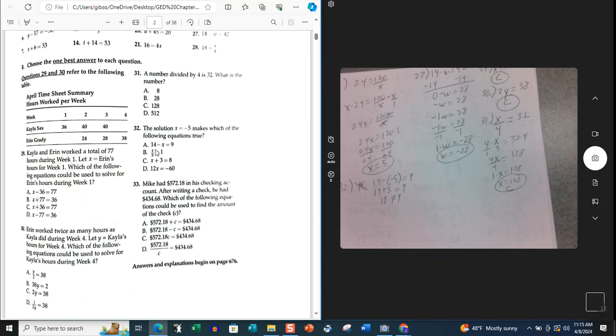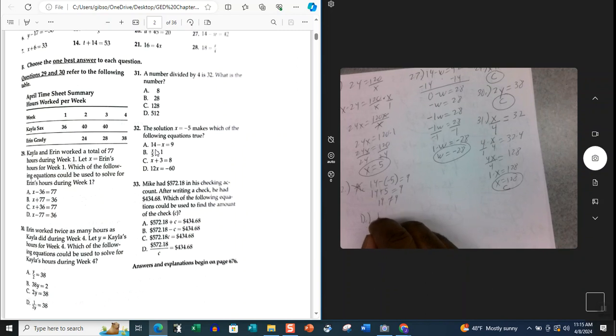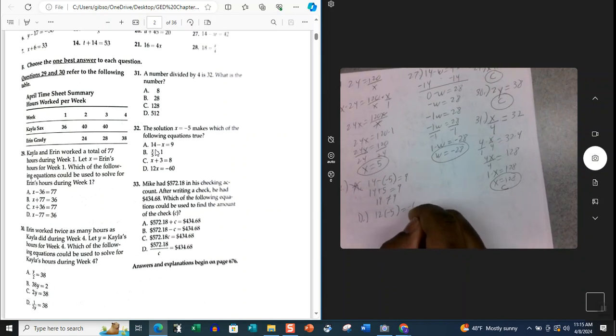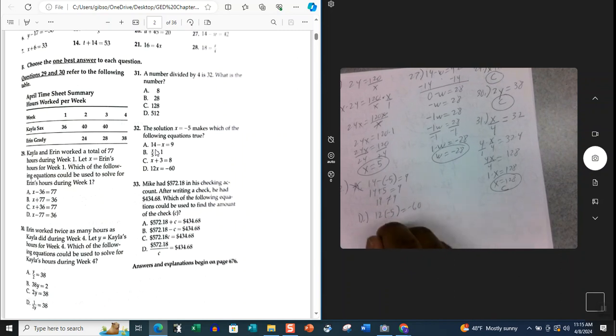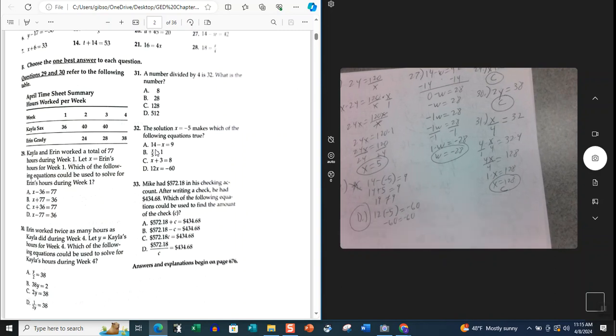So now the last one we could try is D. Now D, we have 12 times negative 5, because X is negative 5, equals negative 60. 12 times negative 5 is negative 60, and negative 60 equals negative 60. So our answer here is D.